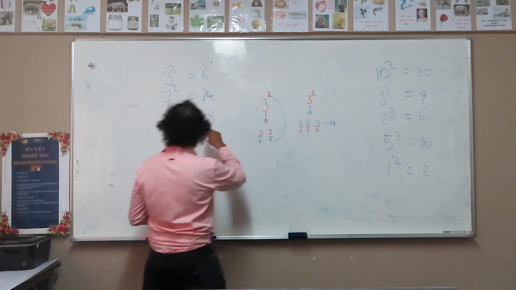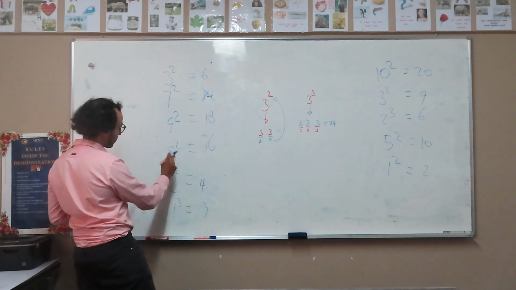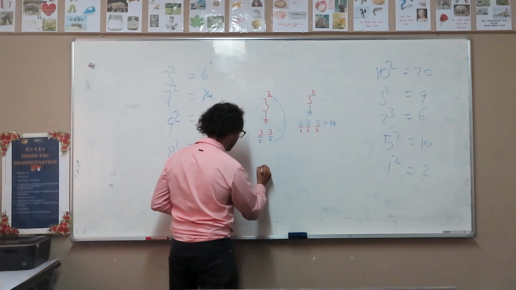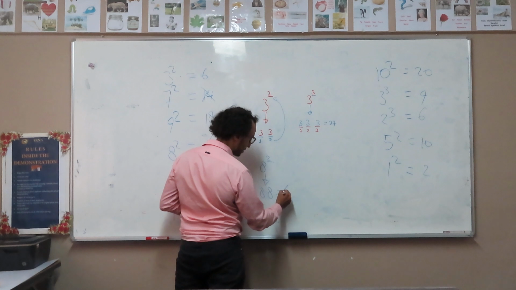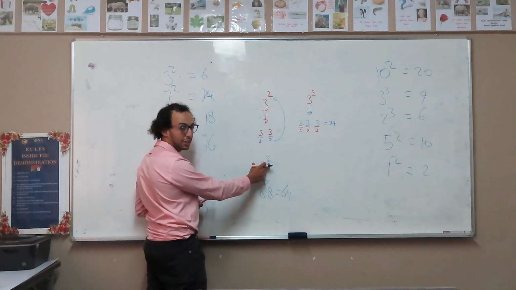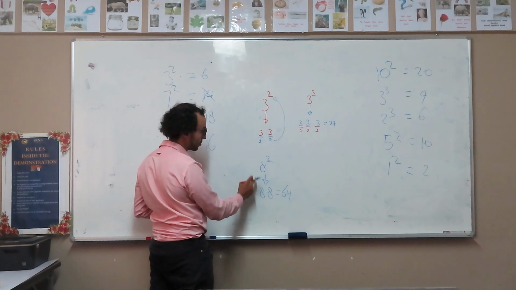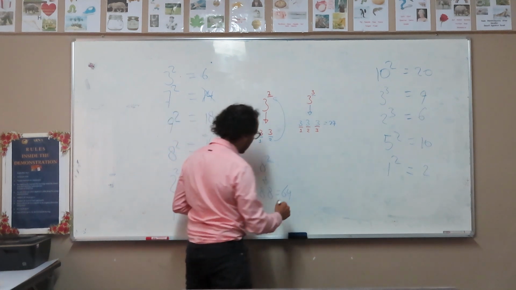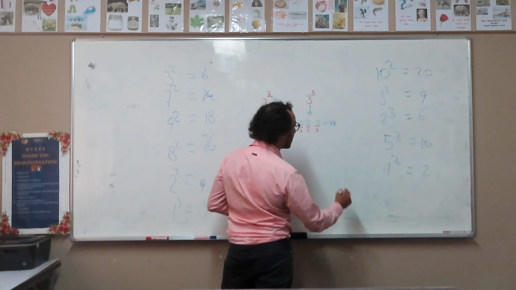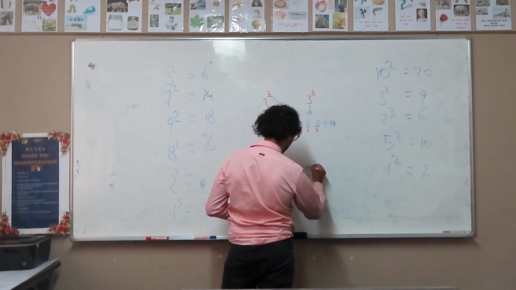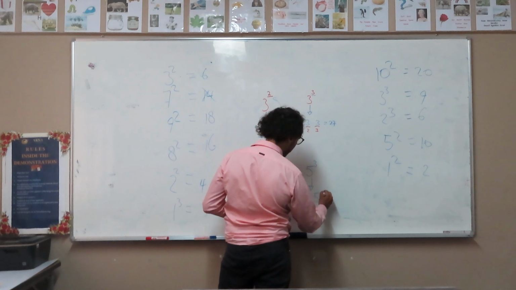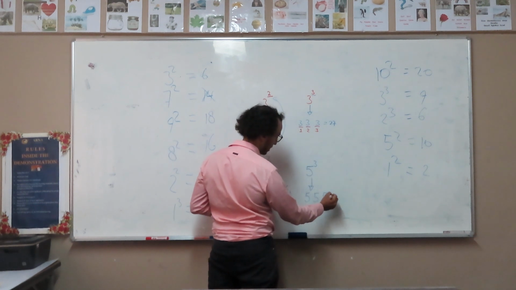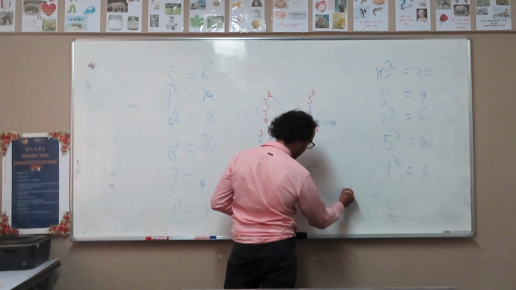If we have another one, let's take 8 to the power of 2. 2 means 8 multiplied by 8, which is 64. Do we see it? So the 2 means how many times we need to multiply the 8. If we have, let's say, 5 to the power of 3, that means we need to multiply it 3 times, sorry. So 1, 2, 3, 125.